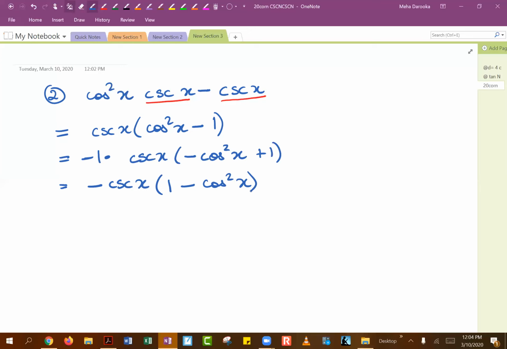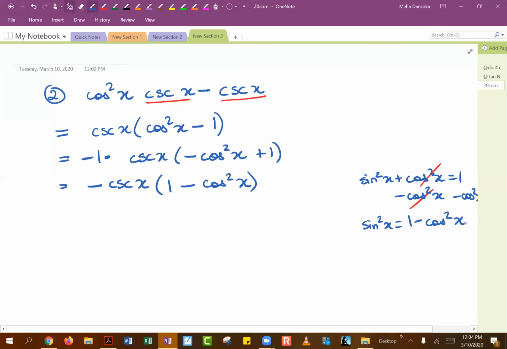And then here, I can use my Pythagorean theorem. Remember your Pythagorean theorem is sine square of x plus cosine square of x equals 1. If I subtract both sides by cosine square, these guys cancel out, leaving us with sine square of x equals 1 minus cosine square of x, and this is actually the substitution that we're making. So since 1 minus cosine square of x equals sine square, I can make that substitution here.